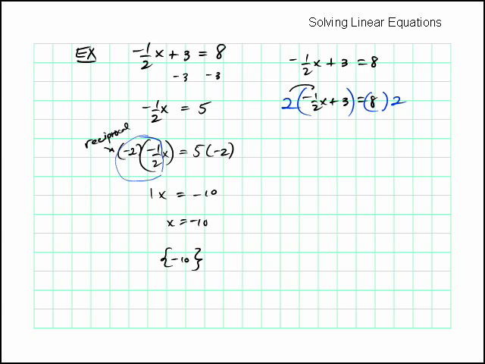Now I'm going to distribute the 2 there, and that 2 times that negative 1/2 x will be a negative 1x. This 2 times this 3 is 6, and over here I've got 16 now. And I've eliminated all the fractions by doing this. I can then subtract 6 from both sides, like that. And then finally I can divide both sides by negative 1 and get x equals negative 10, once again, as my solution.